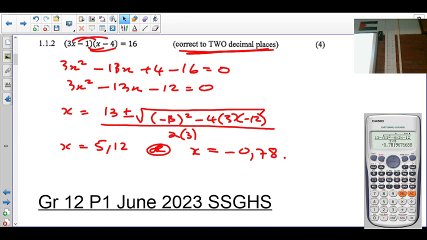Is there any confusion at this point? Some of you would have only gotten 2 marks. If you do not show your substitution in this question, you're going to lose 2 marks. Okay? So you must show your substitution.